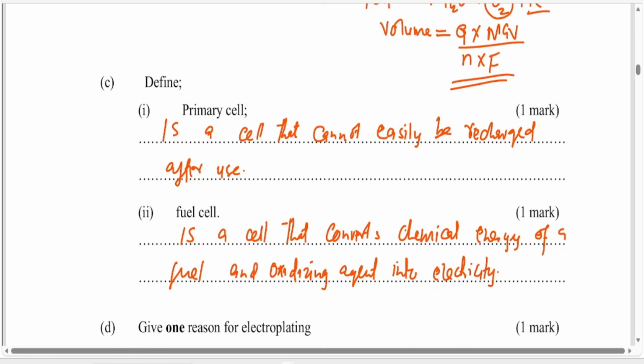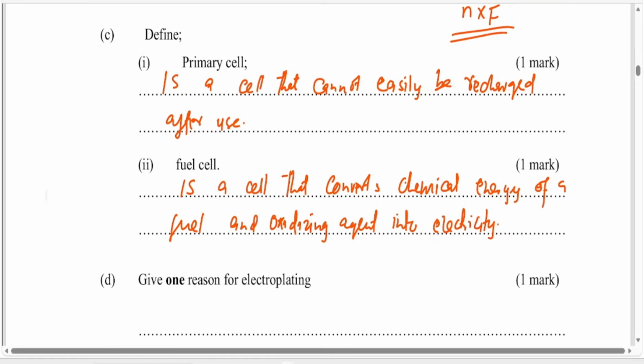electric energy. A good example is the hydrogen-oxygen fuel cell. Oxygen is the oxidizing agent and hydrogen is the fuel. So hydrogen carrying the chemical energy is converted to electrical energy by being oxidized by oxygen. So in this case, that is what we call a fuel cell.